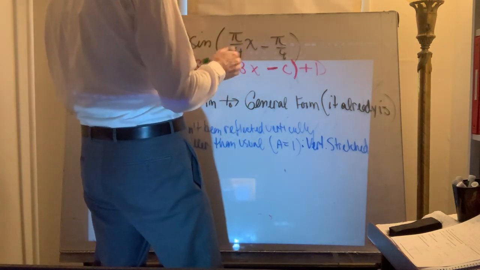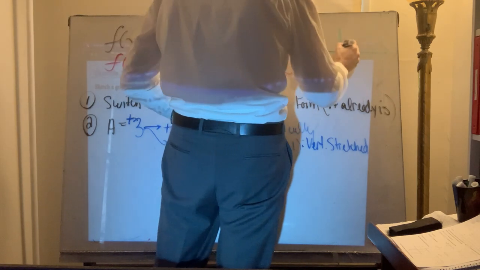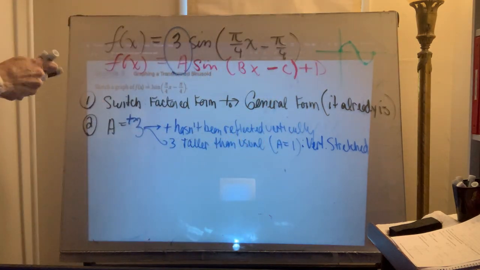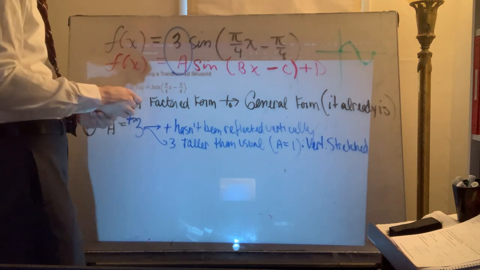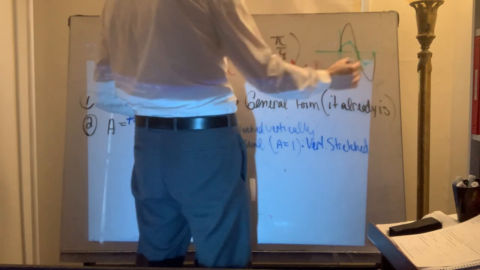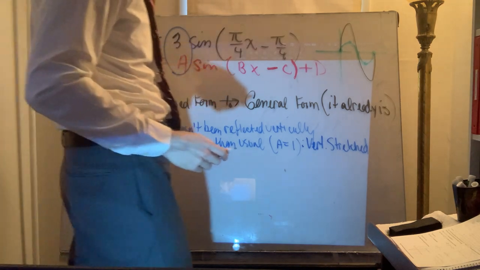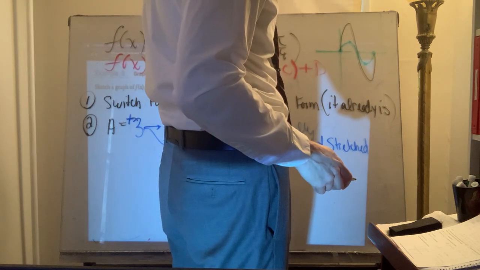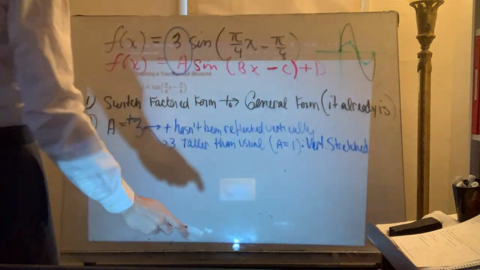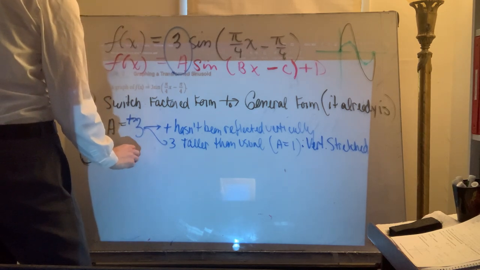I'll draw a little makeshift picture here. If this is normally how sine looks, then already, just based upon this 3 here, even if it was in the same location, it would be much larger like that. Let's calculate the period, which would be 2 pi over b.